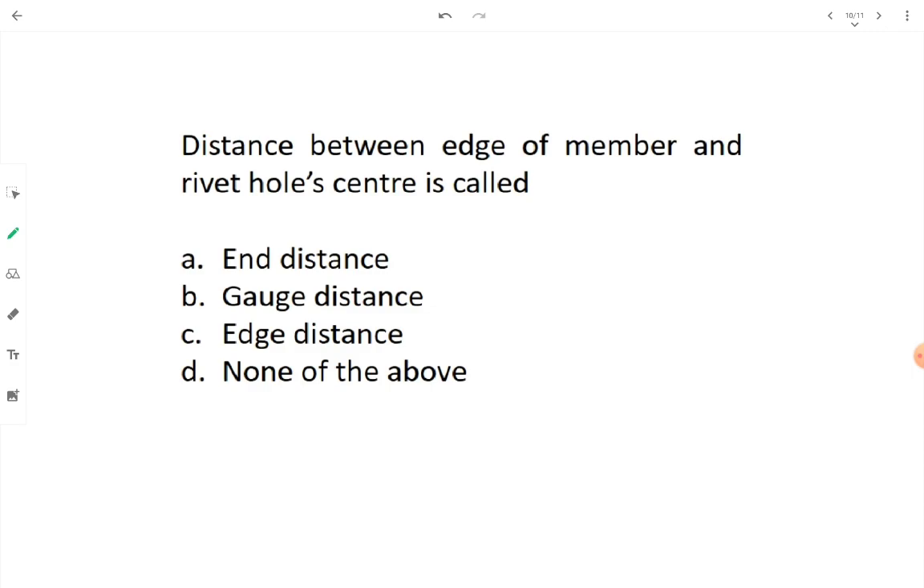Then the distance between the edge of a member and the rivet hole center is called as what? See the words edge of member and rivet hole center, it is called as edge distance.